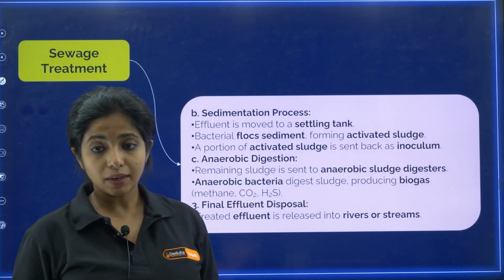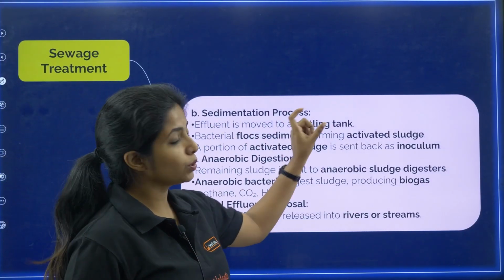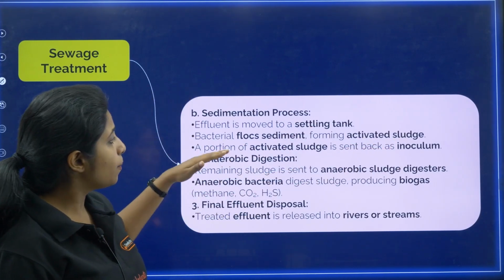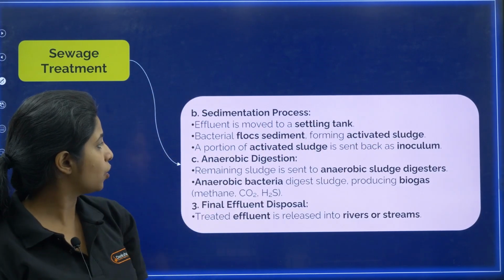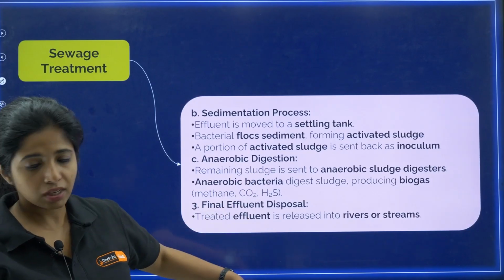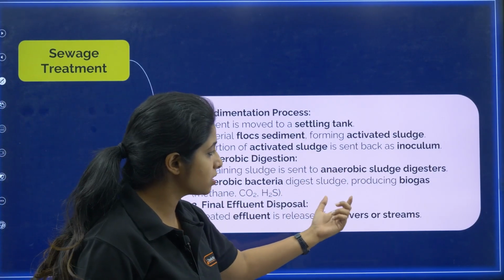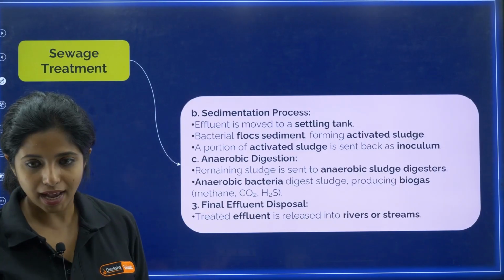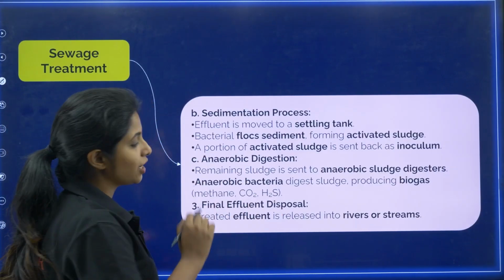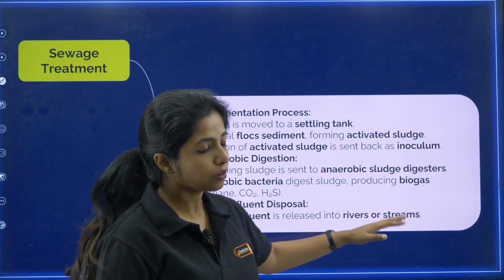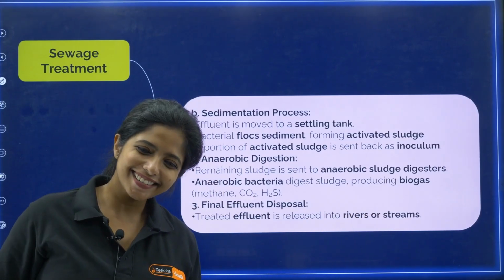Now the next thing is the sedimentation process, where the effluent is moved to a settling tank. Bacterial flocks sediment, forming the activated sludge. A portion of activated sludge is sent back as inoculum. Anaerobic digestion is the next process. The remaining sludge is sent to the anaerobic sludge digester. Anaerobic bacteria digest the sludge, producing what? Biogas such as methane, CO2 and H2S. The final step is effluent disposal. Treated effluent is released into rivers or streams, and that's all.